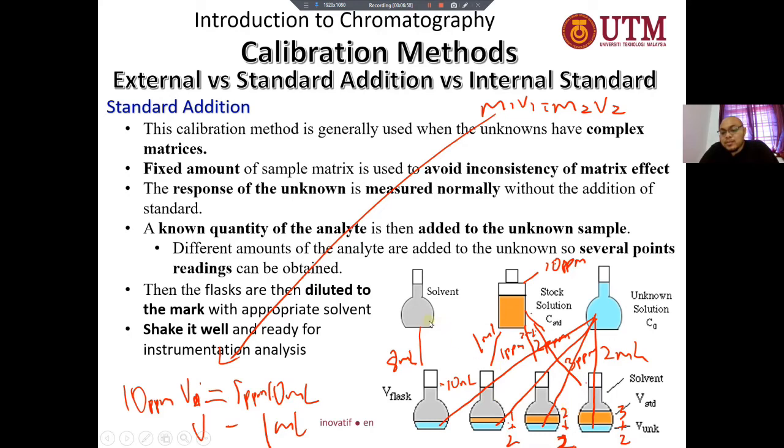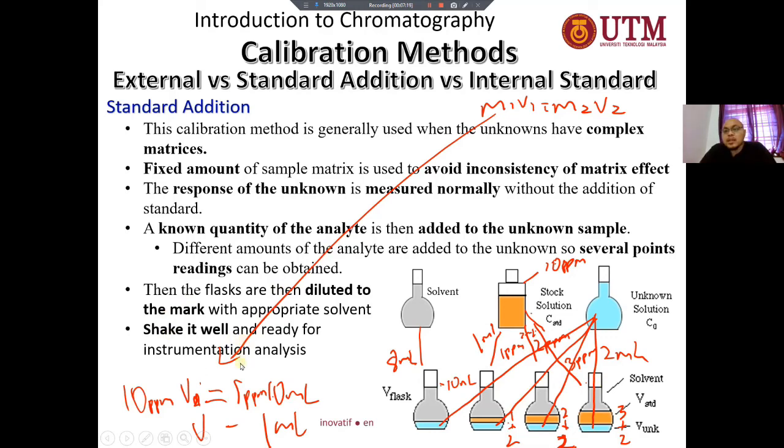Here 2 plus 2, so you need to add 6 ml of solvent. And for this 2 plus 3, we already have 5 ml inside there. So you need to dilute with another 5 ml of solvent to complete to the 10 ml flask. Then you need to shake it well and it is ready for instrumentation analysis.